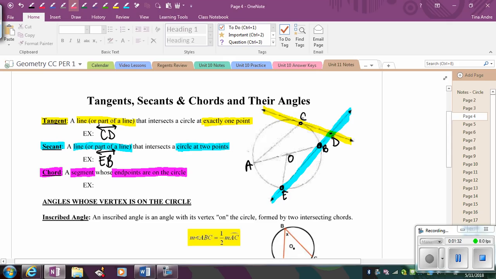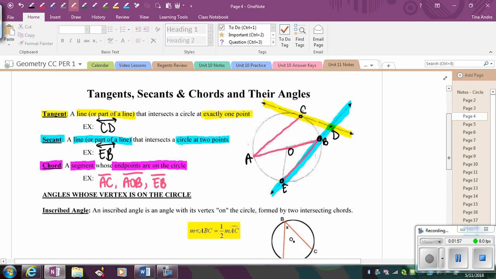So there's several examples of chords in this picture. AC is an example. The diameter is always going to be a chord. So AOB, or you could just say AB, is a chord. And then another example would be EB or BE. These are all chords because they are segments whose endpoints are on the circle.